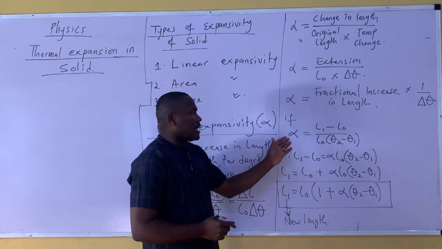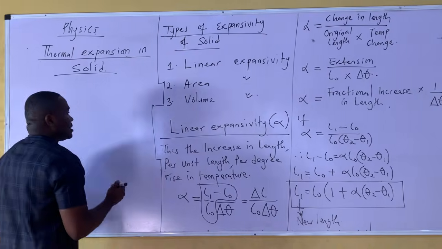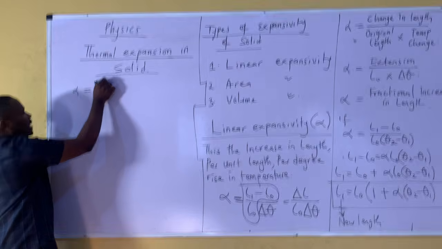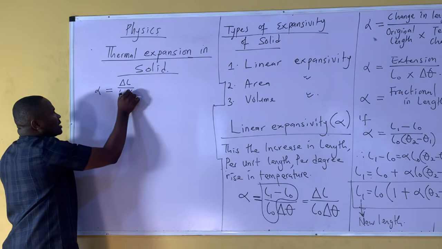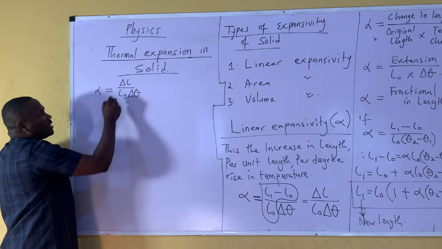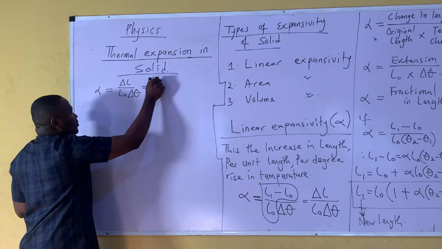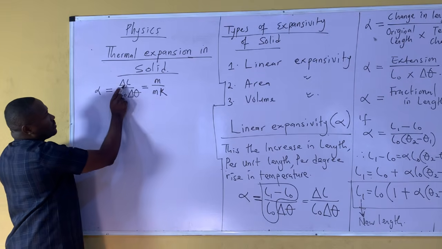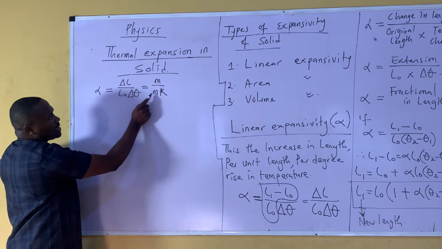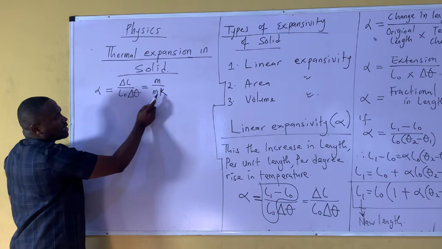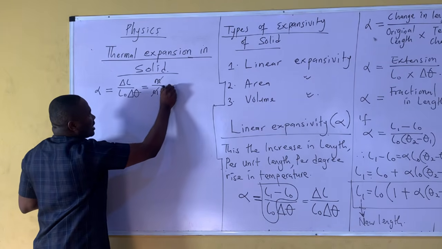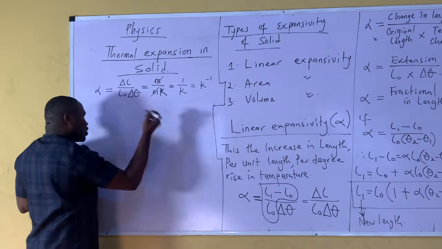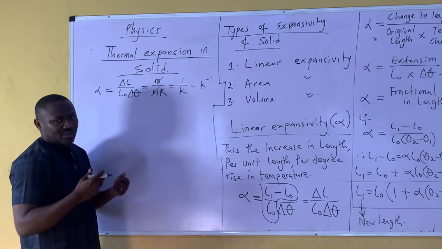Now, what is the SI unit for linear expansivity? Linear expansivity equals change in length over original length times change in temperature, which is equal to meters over meters Kelvin. Meters is for length, original length is meters, and temperature is in Kelvin. This cancels this. So the answer is 1 over Kelvin, which equals per Kelvin. Some textbooks can have it as per degree Celsius.